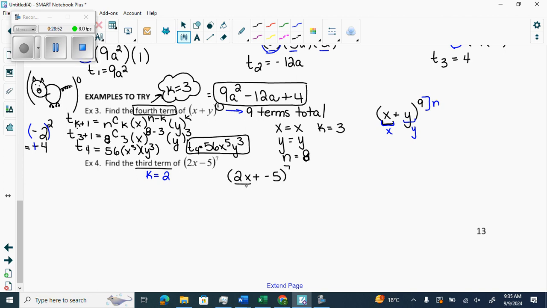So this is my x, this is my y, this is my n. So like I said to you, if it's easier, write out all your knowns. So k equals 2, x equals 2x, y equals negative 5, n equals 7. How many terms is this one going to have, total terms? Because that could just be a question. Yeah, the total terms is going to be 8, because it's always one more than n.